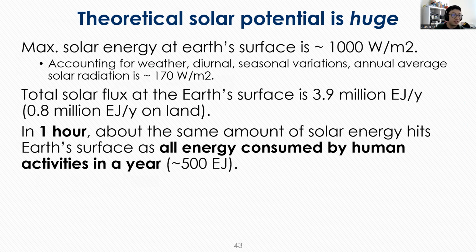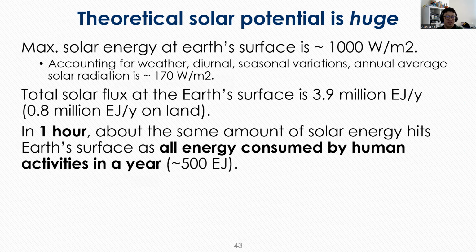And so the total energy that you're getting, we'll say, from the sun hitting the surface of the Earth is about 1,000 watts per meter squared. Right, and so after you account for weather, night and day, seasonal variations, that number ends up being, on average, about 170 watts per meter squared.